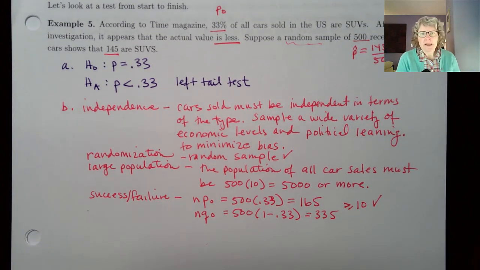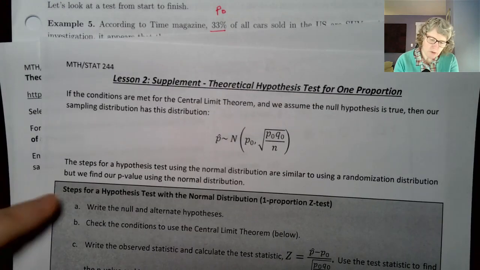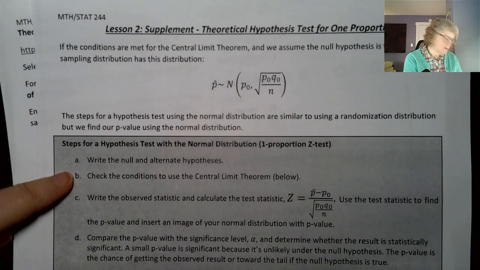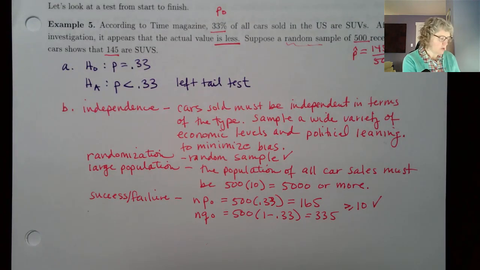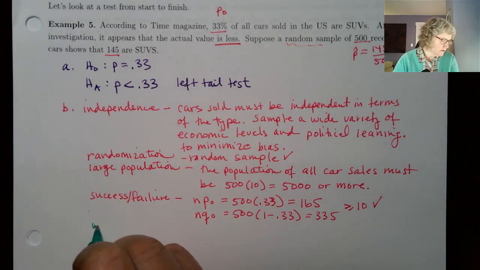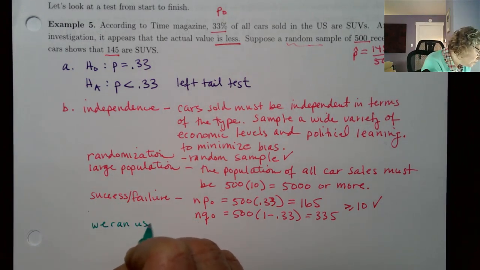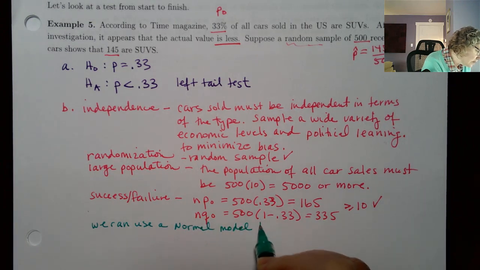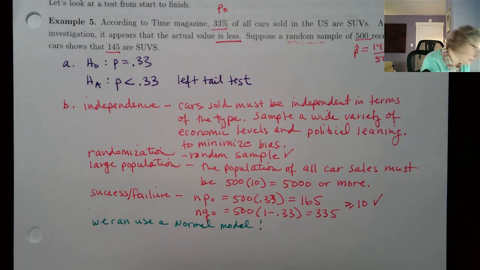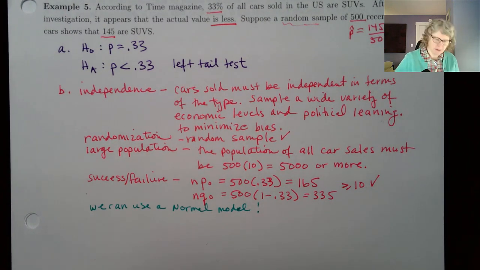However, if our P was really close to 0 or really close to 1, even 500 might not be big enough. Okay, great. So back on our steps, that's checking our conditions. So now we can use a normal model, right? If all these are satisfied, we can use a normal model. Yay! That's our whole goal with that.